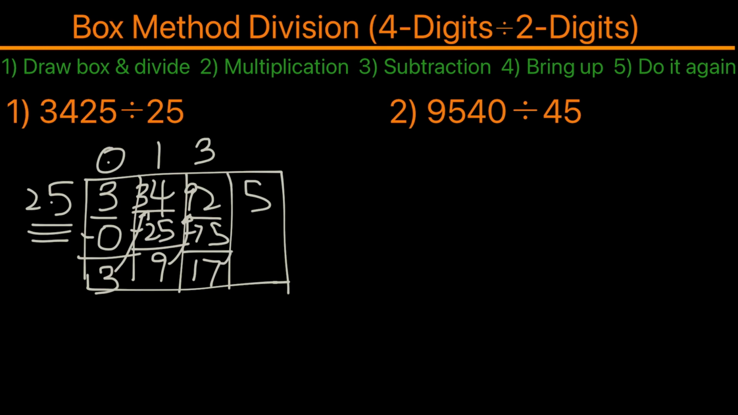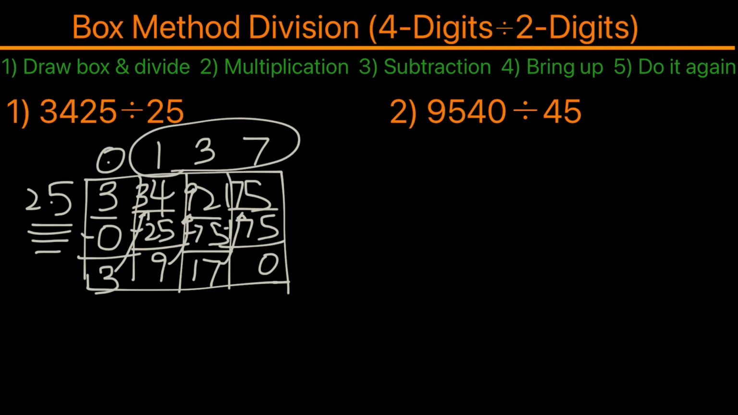Then again, bring it up. And this time we have 175 divided by 25. And we can see 7 will go into it. 25 times 7 is 175. And 175 minus 175 is 0. So now that we have the remainder 0, that means 137 is the answer for example 1.